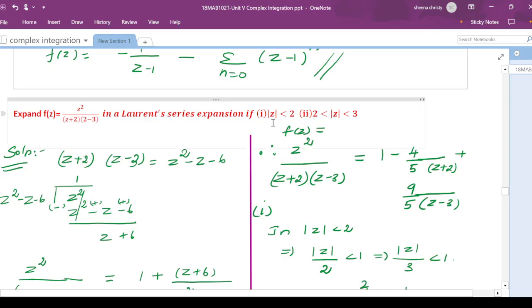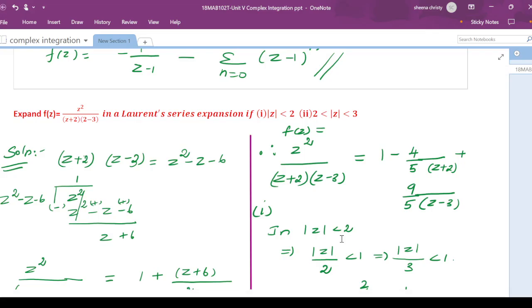The first region is given as mod z less than 2. We know the binomial expansion of (1 plus x) or (1 minus x) whole power minus 1 is valid only in the region mod x less than 1. So we are bringing this region mod z less than 2 into the format of modulus of z by a constant less than 1. So divide both sides by 2. You will get mod z by 2 is less than 1.